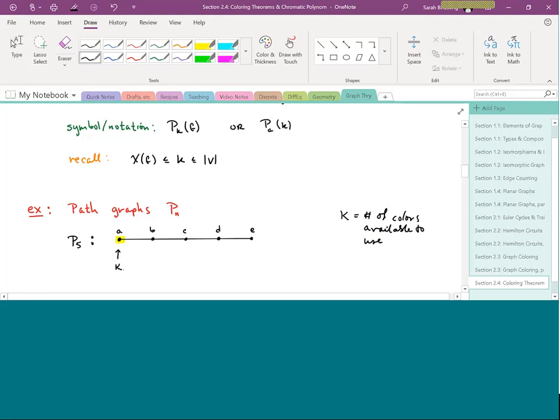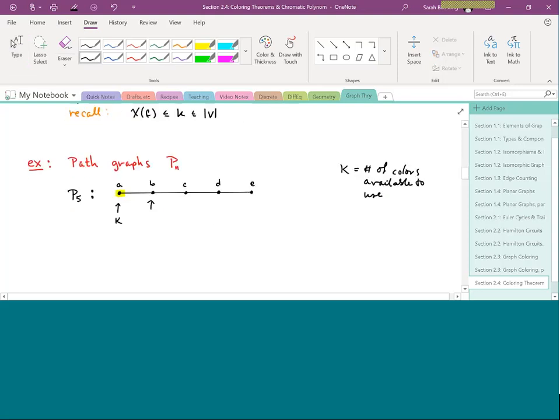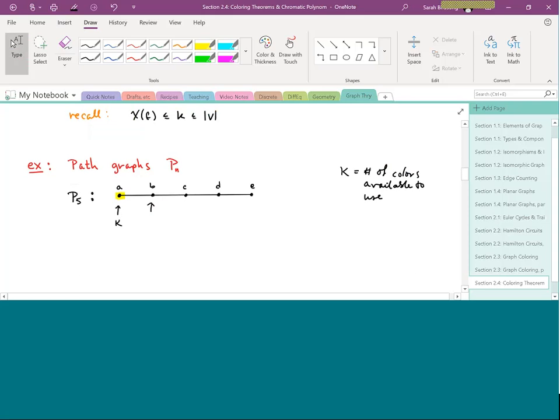Okay? Now, the second vertex, the color you would color vertex B, can this guy be yellow? Is that allowed? And hopefully you're all thinking to yourself, no, you have to use a different color. So what does that mean? Because you're not allowed to use yellow, you only have k minus 1 of those colors available. In other words, not yellow.